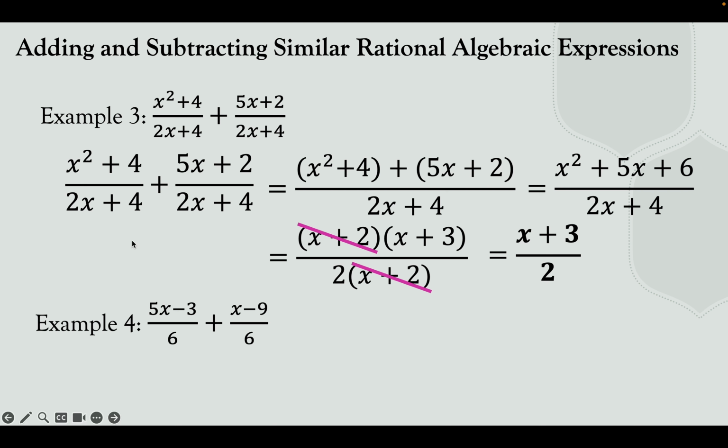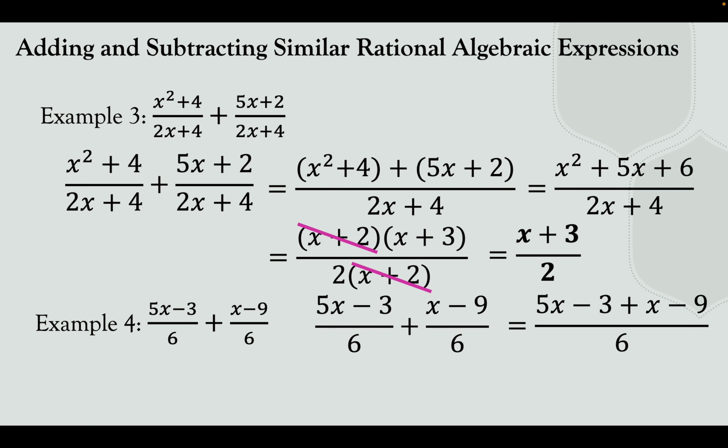Example number 4, we have (5x - 3)/6 + (x - 9)/6. Since we do have the same denominator, copy the denominator and then combine the like terms in the numerator. For 5x, the like term is x, so 5x plus x is 6x, and negative 3 minus 9 is negative 12.